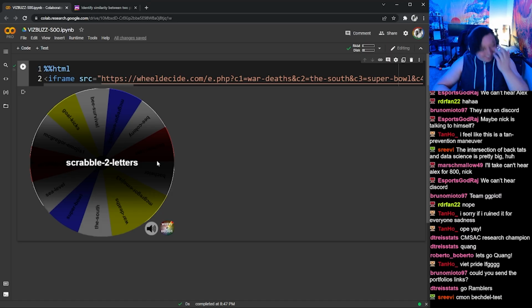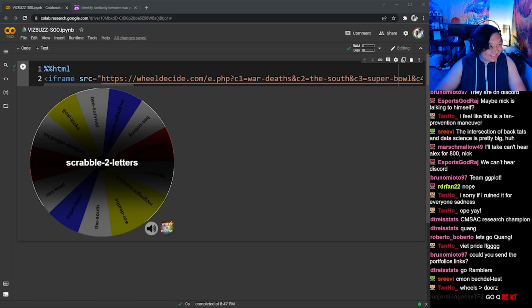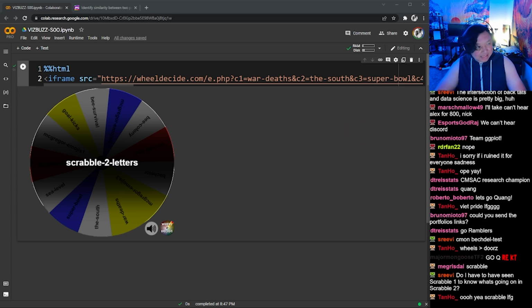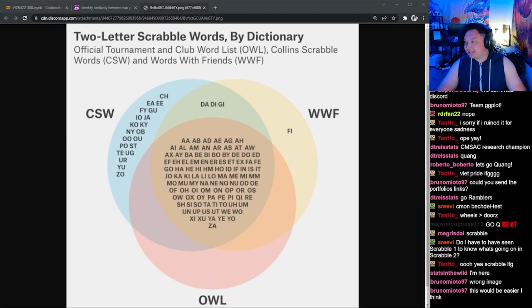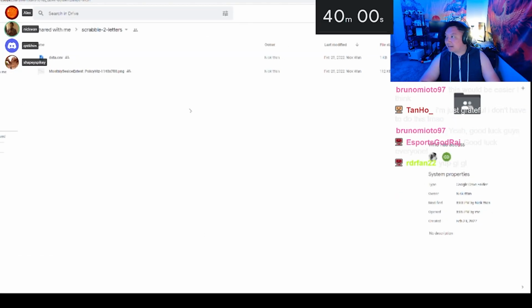I don't know how they're gonna do this! Oh my god. Scrabble 2-letter. I have no idea how they're gonna put this together. You got 1 minute from now, contestants. This will be the thing that they are recreating on Viz Buzz. And here we go. Timer starts now.